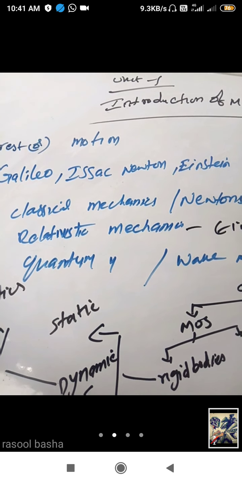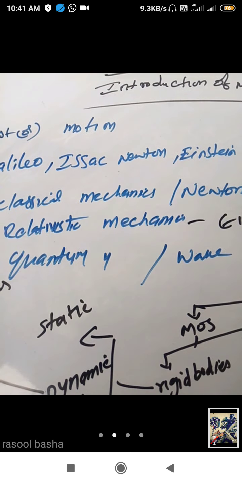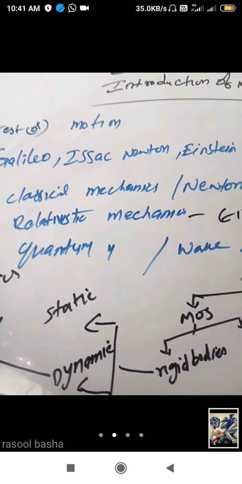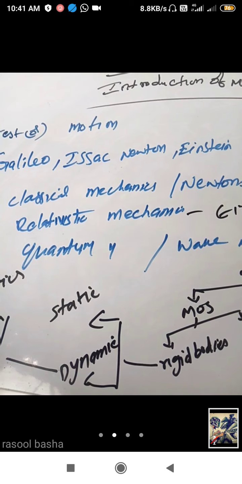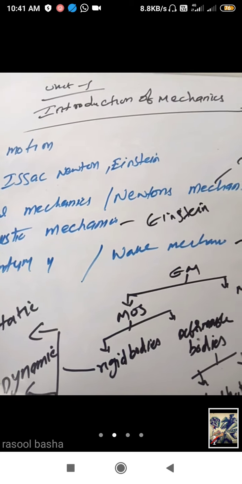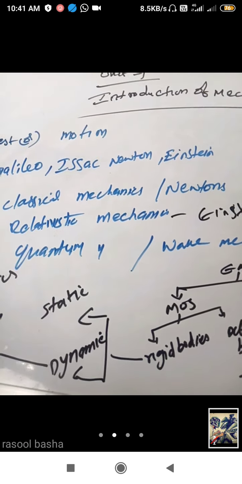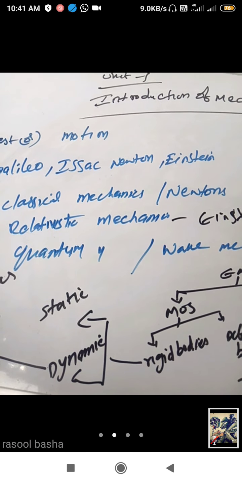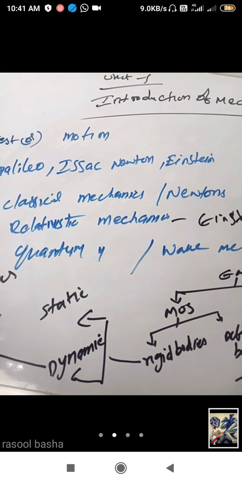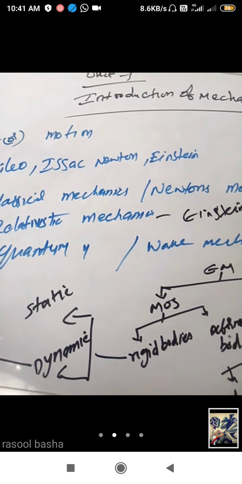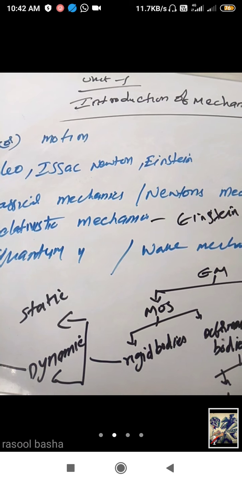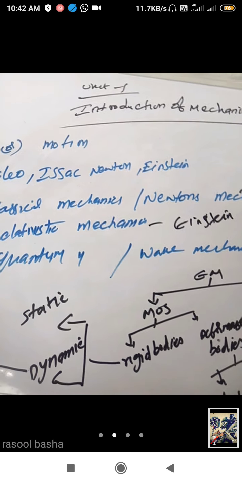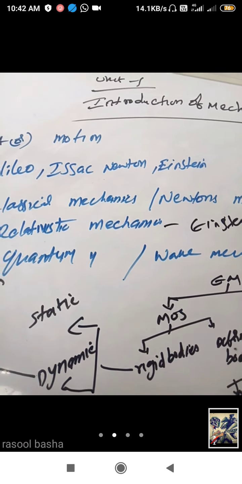Based upon the development of mechanics, it is grouped into three categories. The first one is classical mechanics, which we also call Newton's mechanics. The second one is relativistic mechanics. The third one is quantum mechanics, which is also called wave mechanics. The mechanics developed by these scientists is grouped into these three categories.